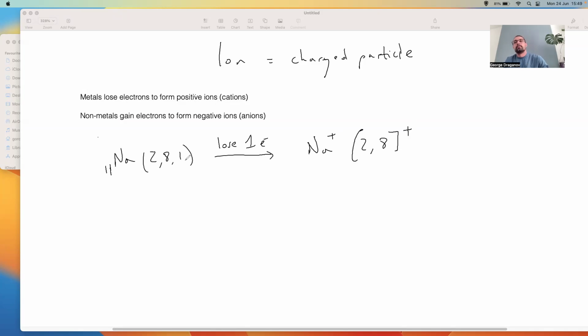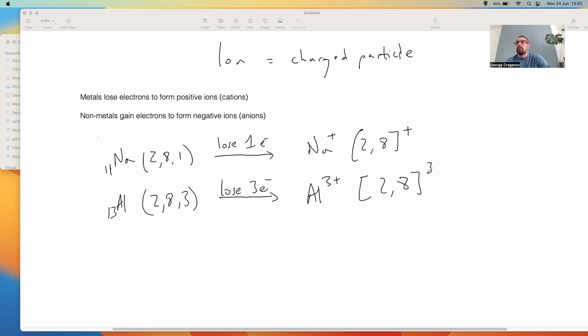electron is gone. If we take aluminium, which has 13 electrons, it is 2, 8, 3. So to have a full outer shell, it can either gain 5 or lose 3. Once again, it's easier to lose 3 than to gain 5. So it therefore forms aluminium 3+, square brackets 2, 8, 3+. You could write +3 if you want at GCSE.